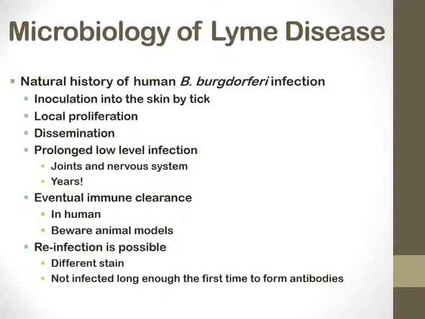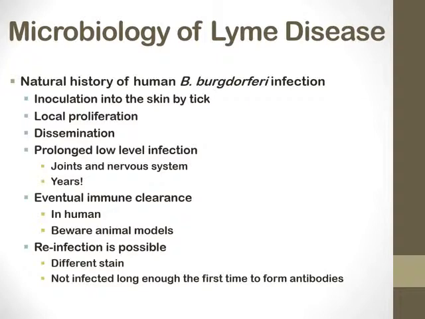The natural history of B. burgdorferi starts with transmission from the tick into the skin via tick saliva. There you have local proliferation, dissemination, and then prolonged low-level survival. While on the previous slide I was talking about what the spirochete is not good at, I should sing its praises: what it's good at doing is surviving for prolonged periods of time. Usually the joints and the nervous system are the reservoirs of primary concern.